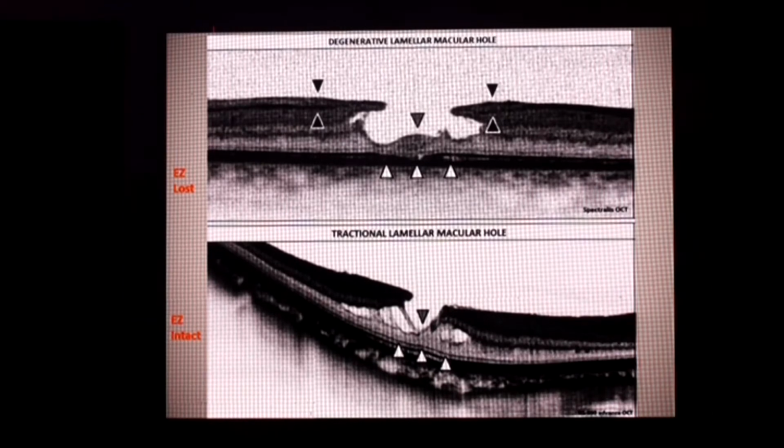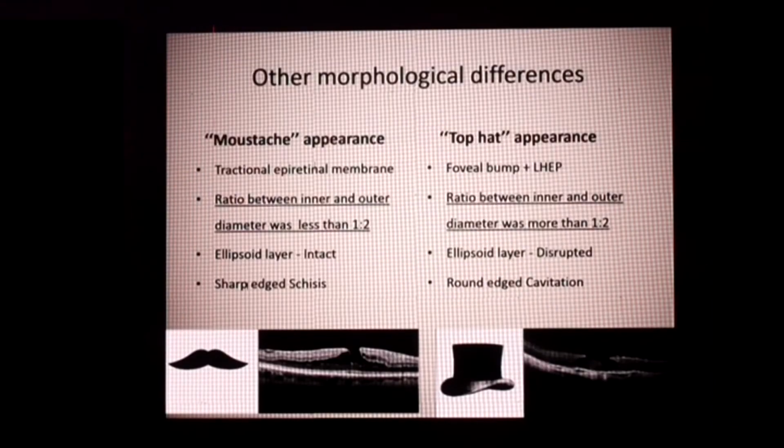And then there was another finding in the degenerative lamellar macular hole with the LHEP. They found that the ellipsoid zone was disrupted, as compared to the one in the tractional lamellar macular hole, where the ellipsoid zone was intact. Certain other morphological differences were also there.